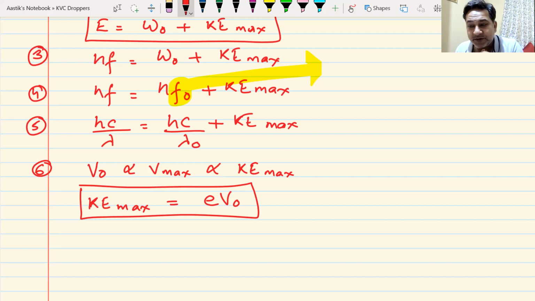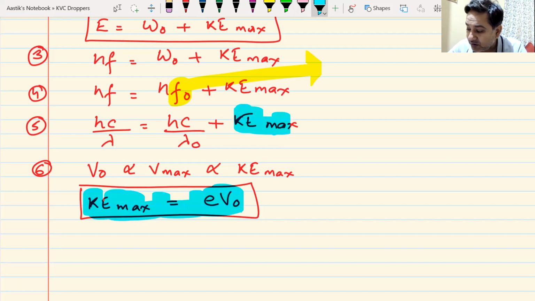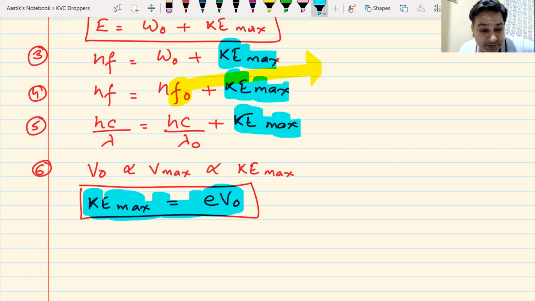So these are the different forms. Instead of the maximum kinetic energy here, I can put the value here, so I get one more equation. I can put the value here, so I get one more equation. But that doesn't mean that they are separate equations.